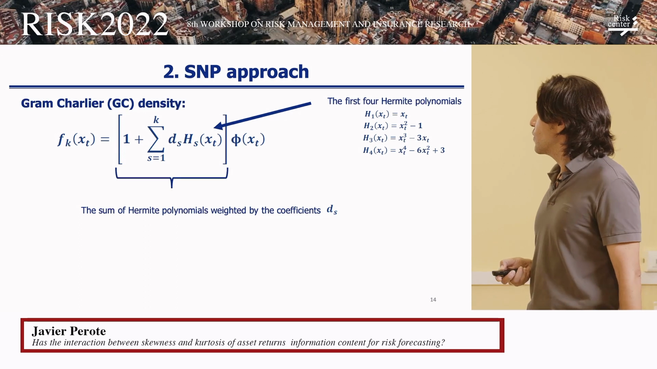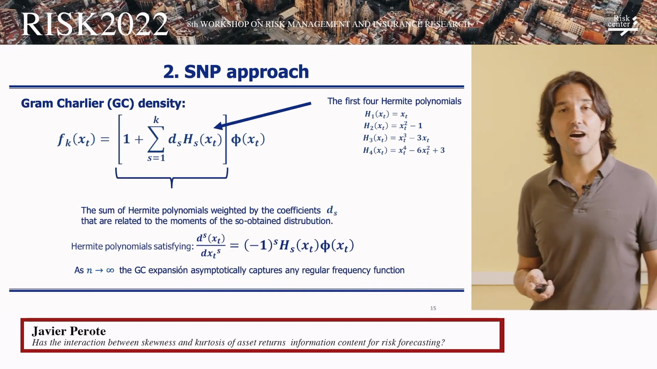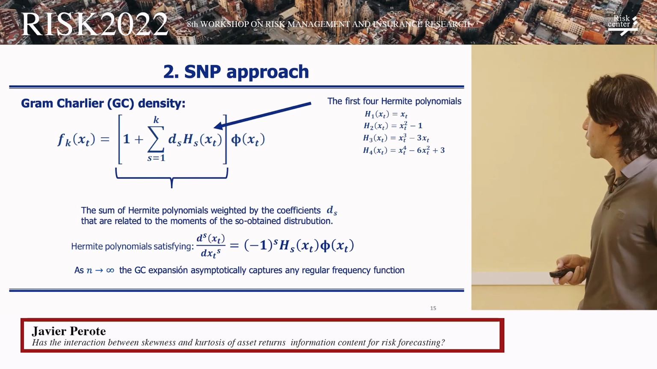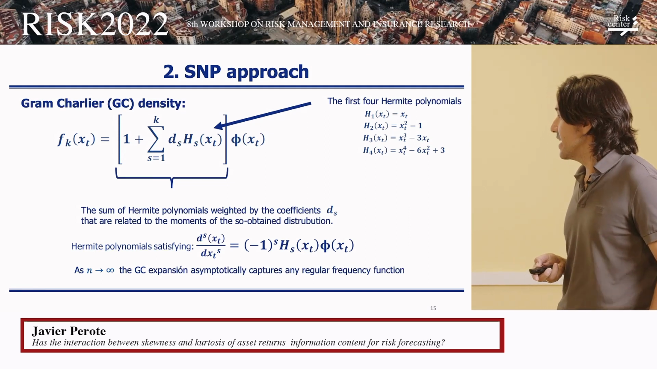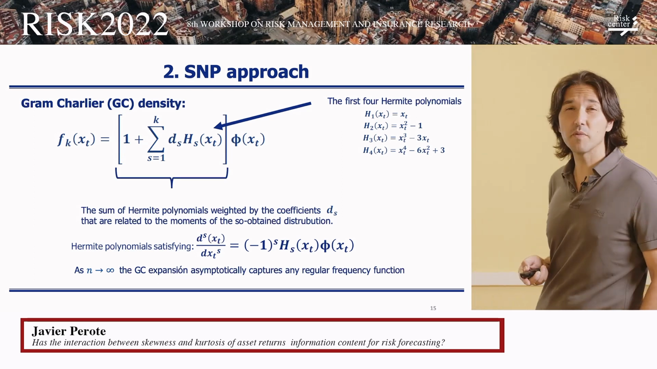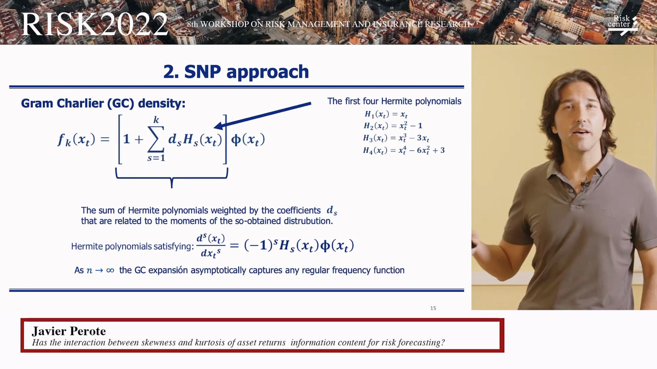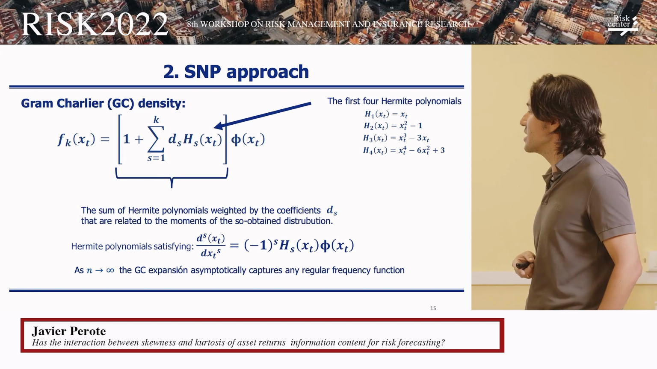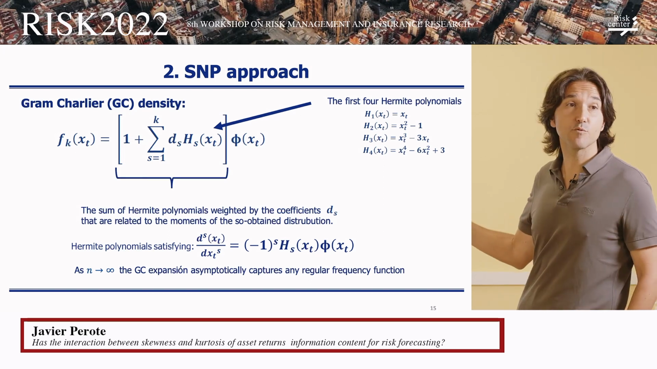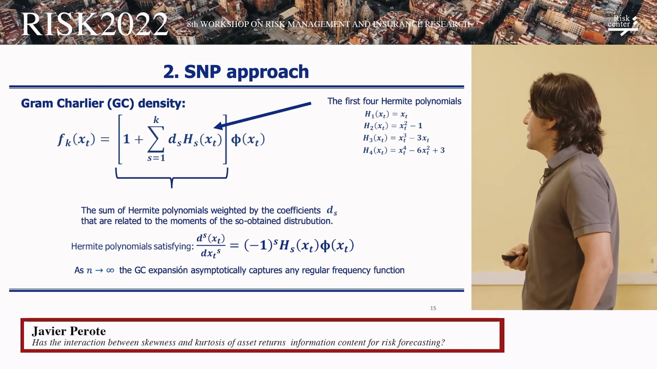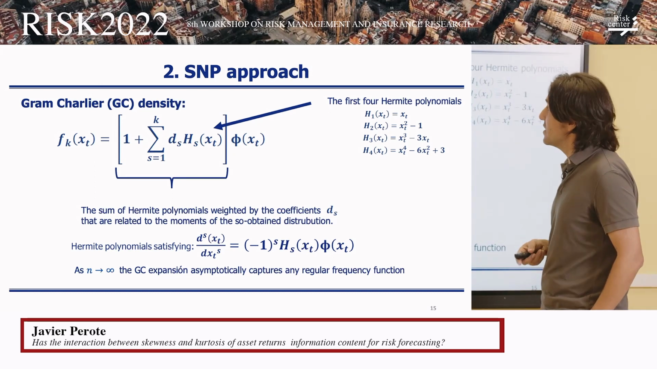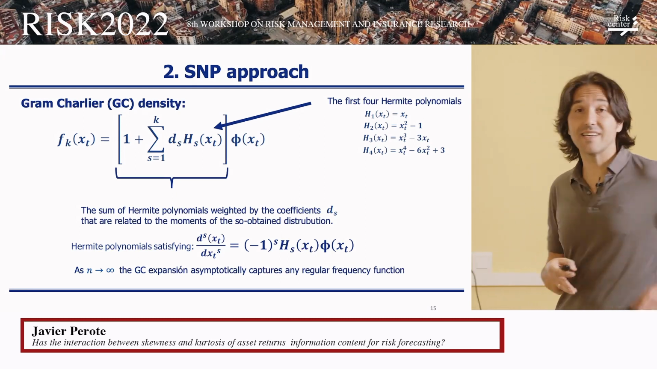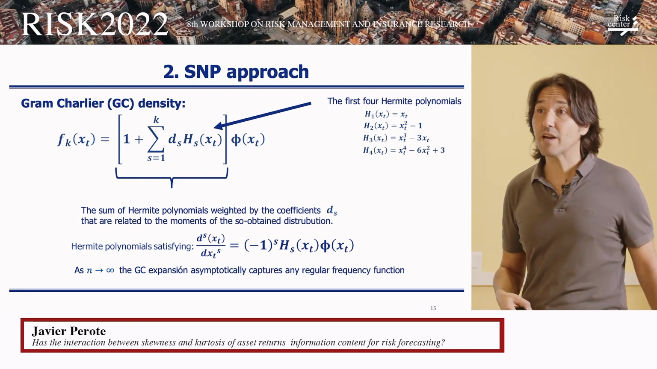This is an example of the first four Hermite polynomials, and what is important is that these Hermite polynomials can be obtained directly from the derivatives of the standard Gaussian probability density function. And as well, these polynomials are orthogonal, they form an orthogonal basis, and this ensures a nice property. It makes the density integrate up to 1, but also it makes that when we have an asymptotic expansion, when k goes to infinity, this Gram-Charlier expansion is able to capture any regular frequency function.